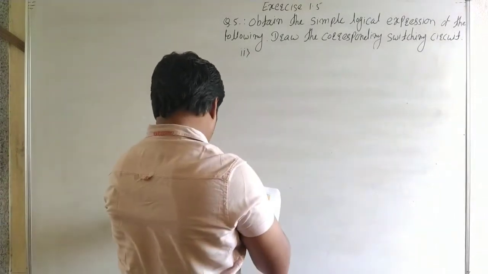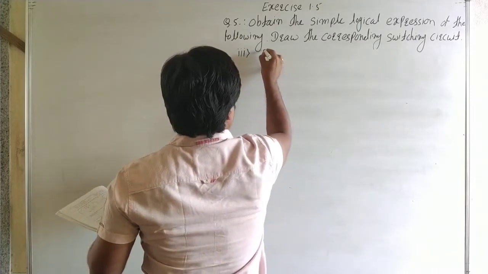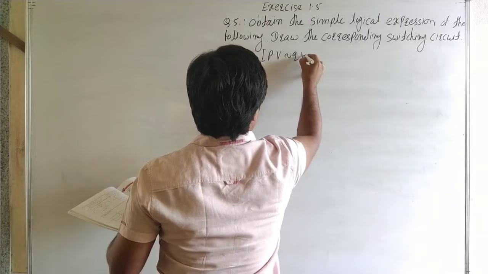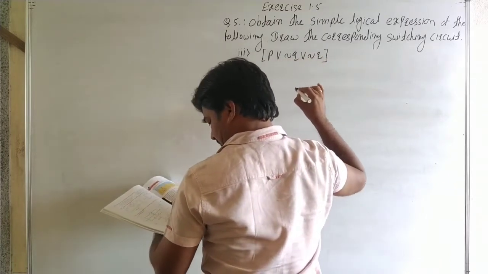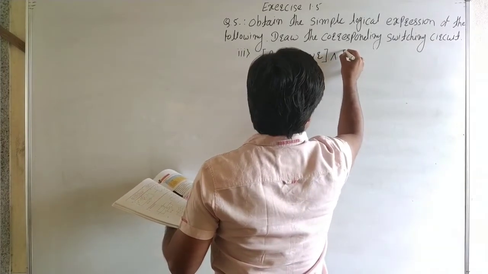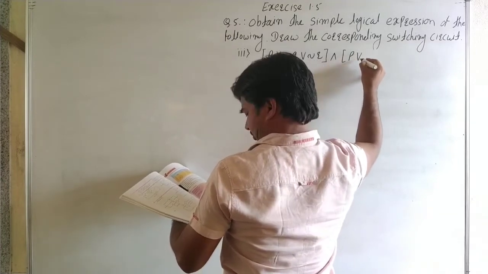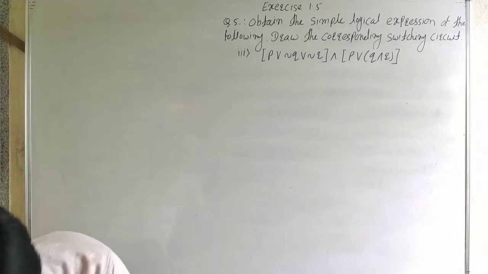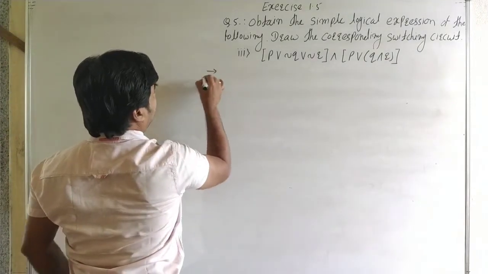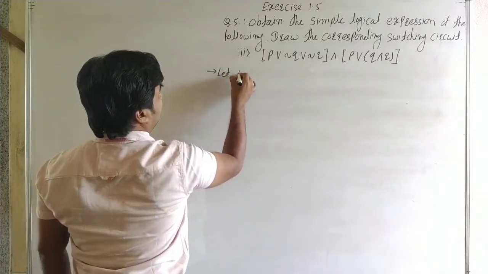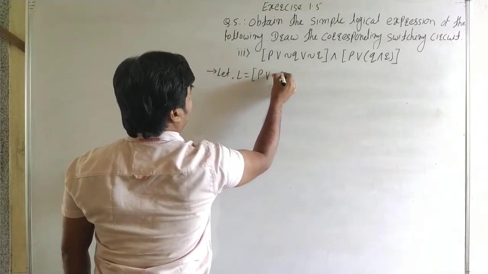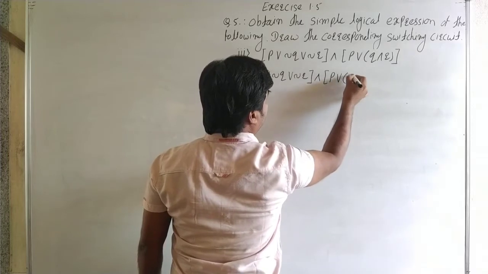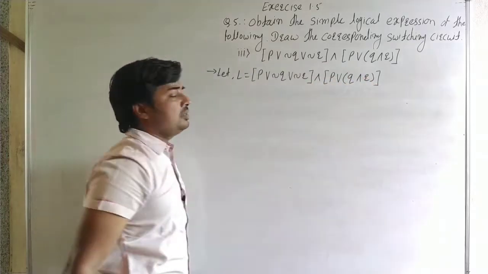Now the third example: P or negation Q or negation R, and P or Q and R. First here let L be equal to P or negation Q or negation R, and P or Q and R. Okay, it is a given logical expression.